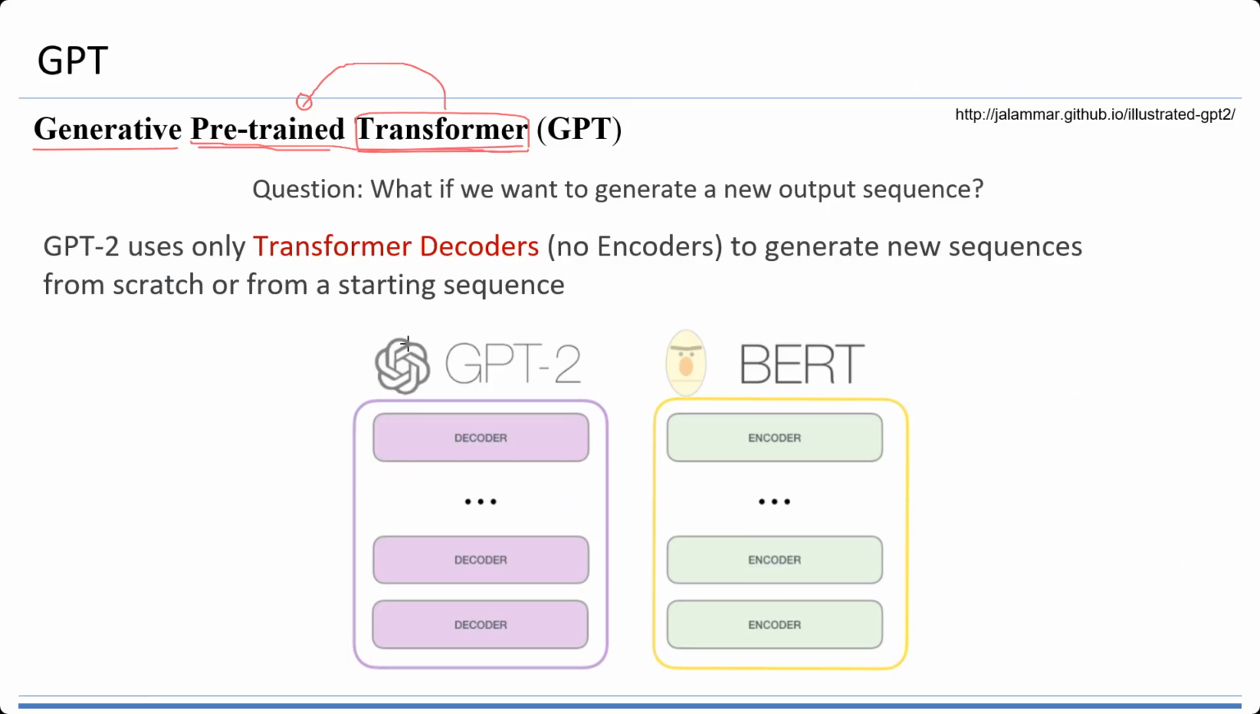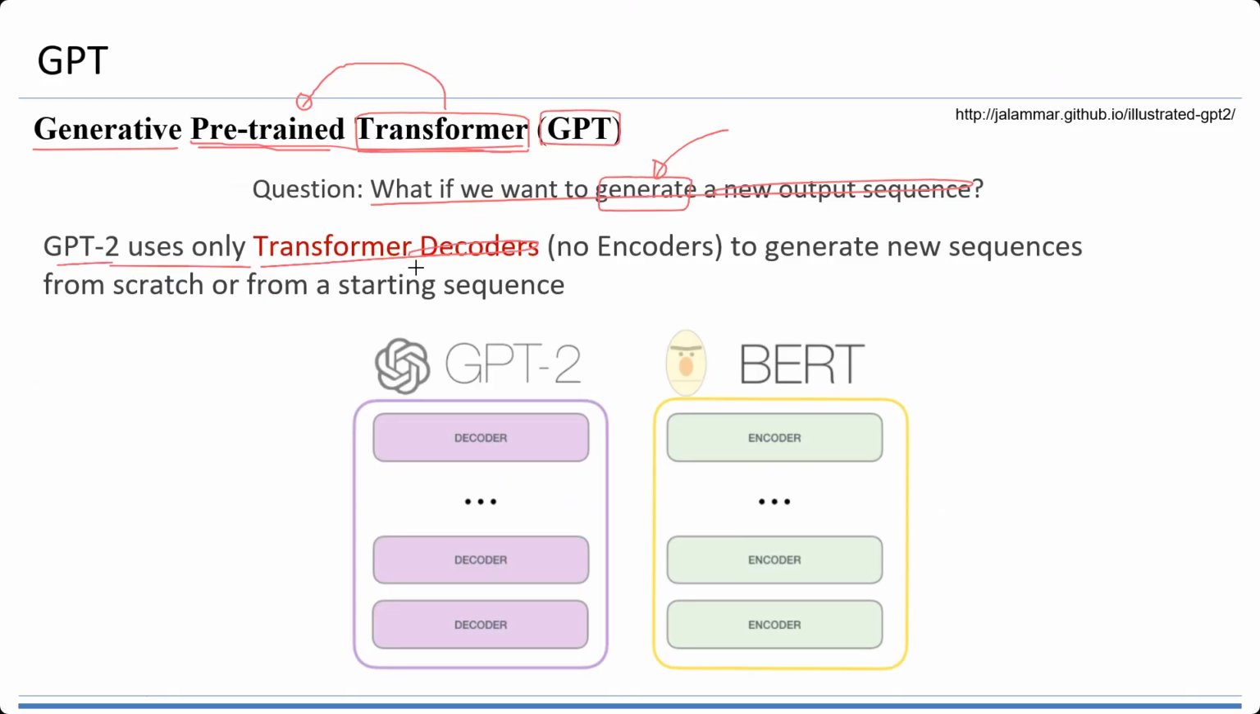But what if we want to generate a new output sequence? If you want to generate text, BERT is not useful. BERT cannot be used to generate an output. So we need to use GPT. Starting from GPT-1 and GPT-2, later on we will learn basic GPT-1 and GPT-2. It uses only the transformer decoders.